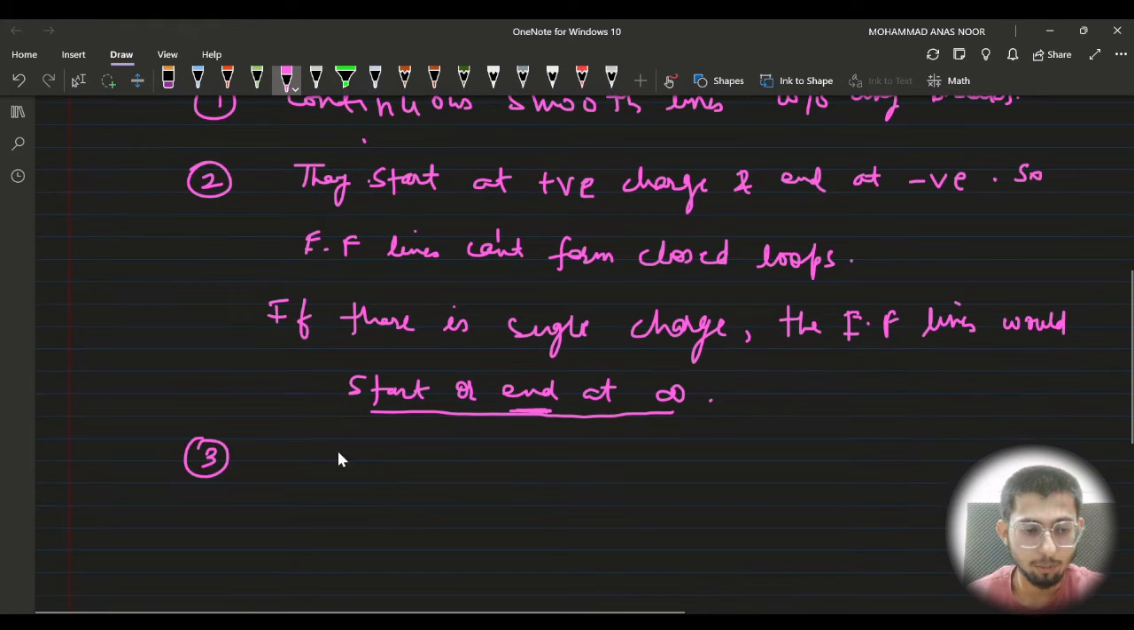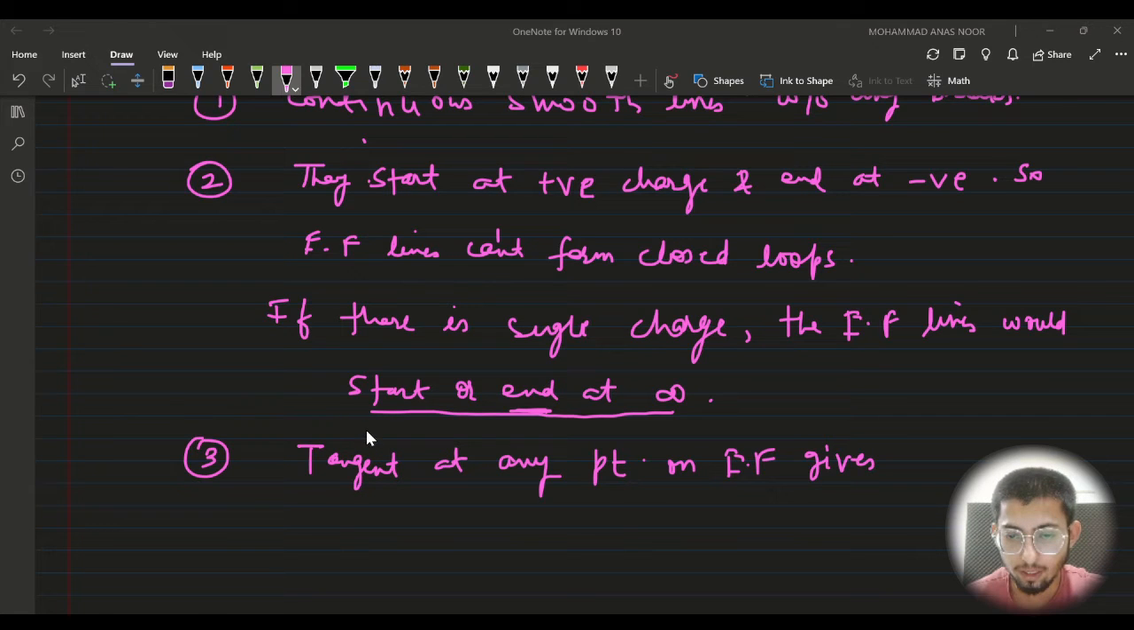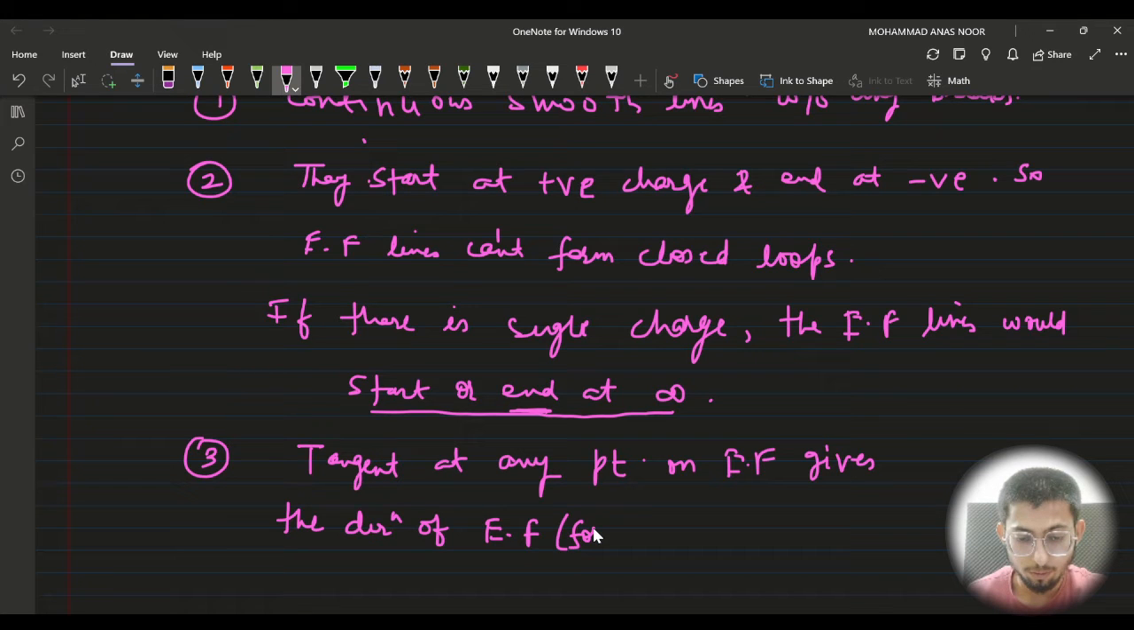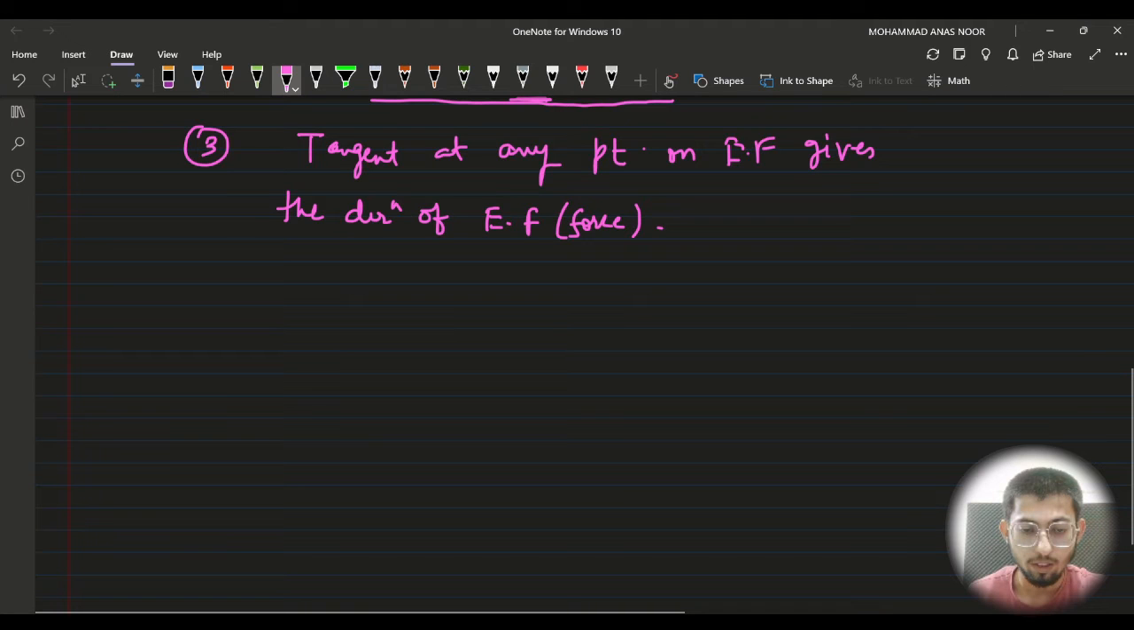In a moment, we'll discuss that because you need to remember these properties. The third property is the tangent at any point on an electric field line. What does it give? It gives the direction of the electric field at that point, or you can say the force. Correct?